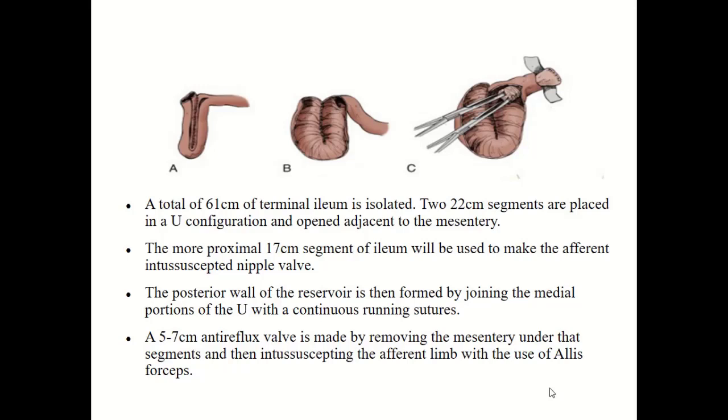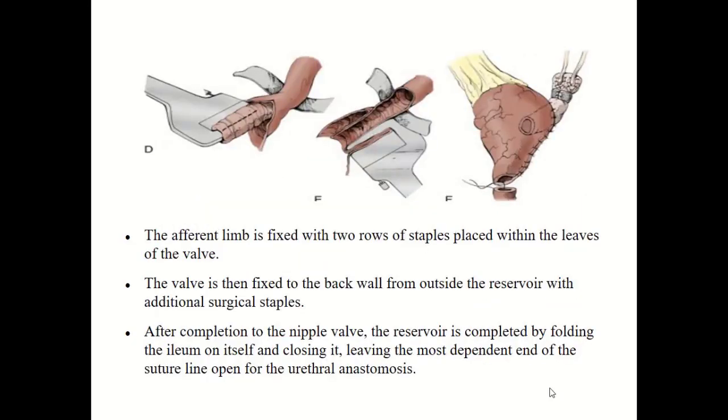running absorbable suture. A 5 to 7 cm anti-reflux valve is made by removing the mesentery under the segment and then intussuscepting the afferent limb with the use of Ellis forceps. The afferent limb is fixed with 2 rows of staples placed within the leaves of the valve. The valve is then fixed to the back wall from outside the reservoir with additional surgical staples.